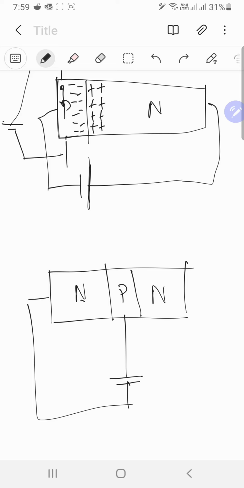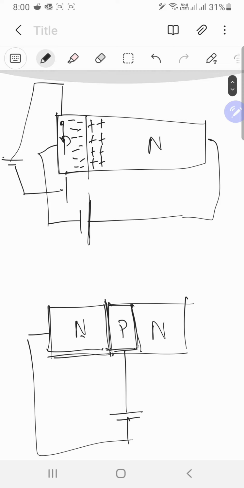Now we just need to make them so huge in number that they overwhelm the holes over there. How do we do that? We dope this side so heavily, and we dope this thing so lightly and make it so thin that the electrons need to be free to exist there. They cannot just fill into holes anymore, because there are so few holes and so many electrons. All right, and now let's try to do this.